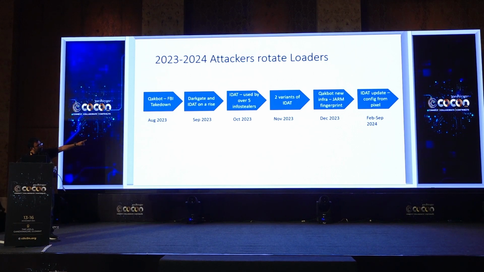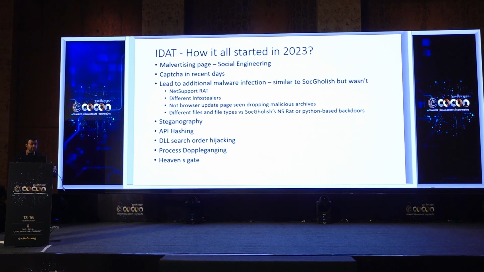We spotted the first two new variants of IDAT in November 2023. Elastic spotted the third version of IDAT, able to build its final payload from pixels, using steganography. We'll talk about that more. IDAT, we started seeing from 2023. It was getting served from malvertised pages. The last variants were found through CAPTCHA. These are common points, okay? The previous speaker was talking about malicious JavaScript, and so on. So this was spreading through malicious JavaScript as well. Initially, we thought it to be related to a certain malware, but it was not so.